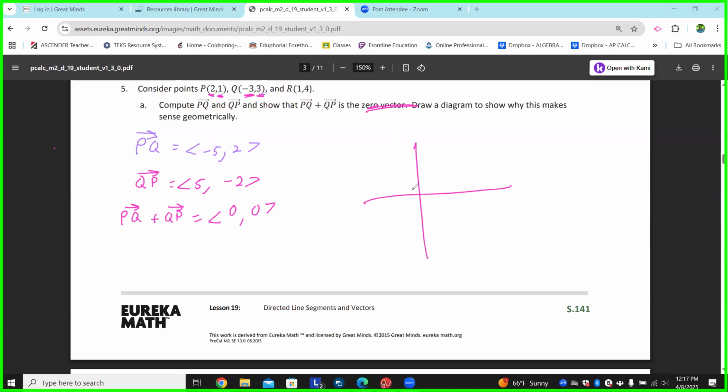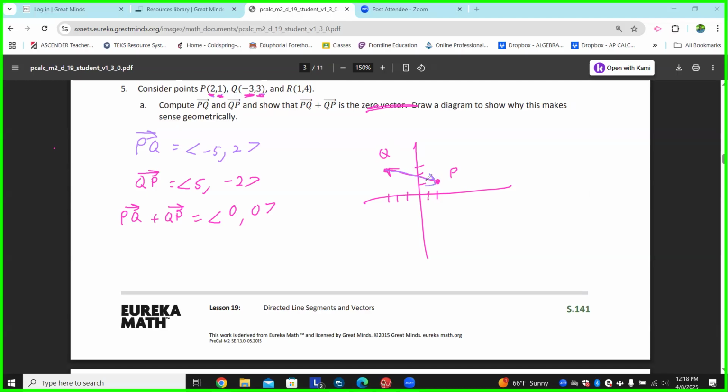All right, here's a graph. P is 2, 1. And Q is -3, 1, 2. And then I'm not even graphing R because it's not needed. But if I first graph, this is P, this is Q. If I first graph PQ, I would go in this direction as a vector. And then as QP, I would then go right back there.